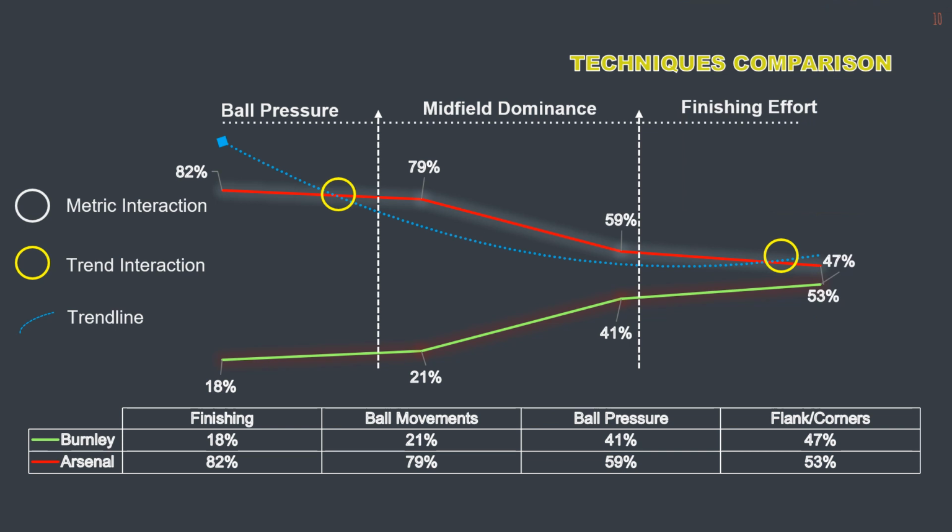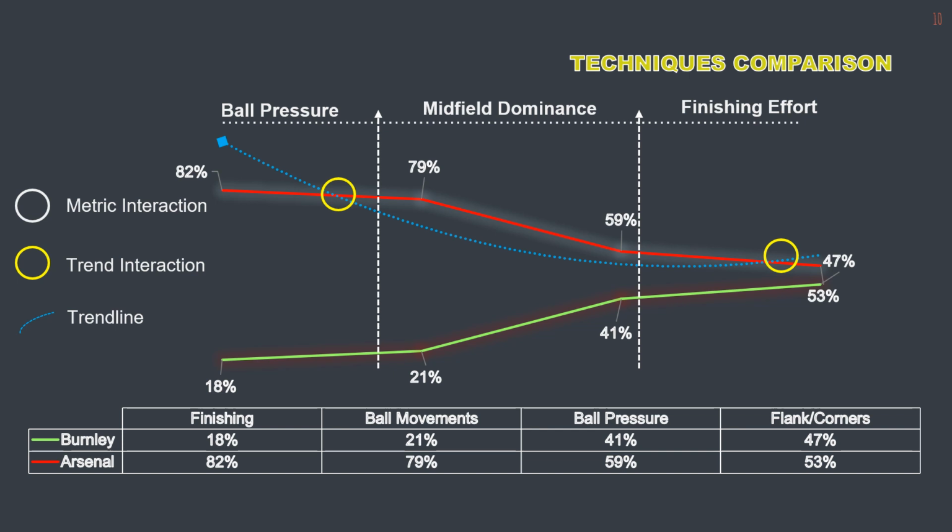Technical insights include metric and trend intersections in white and yellow, respectively. Arsenal has been recognized as having a trend advantage in the ball pressure domain, which may result in continual disruption for the opponent and rushing counterattack on lost balls. Finishing effort domain enables improved performance in terms of scoring opportunities as a result of overall tactical structure.